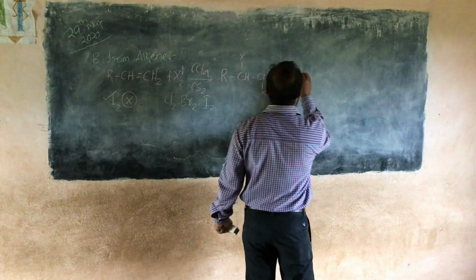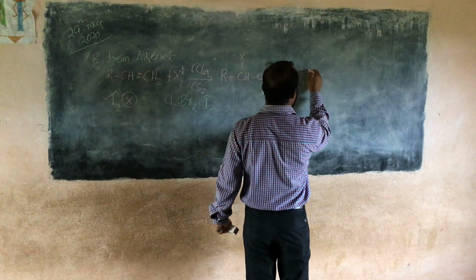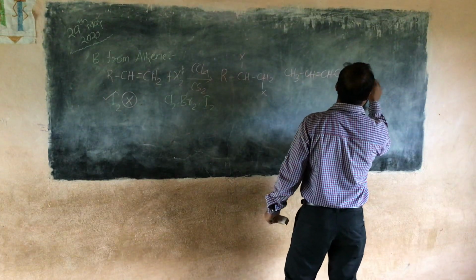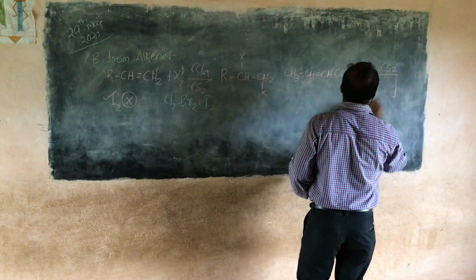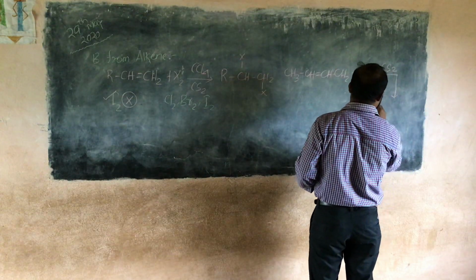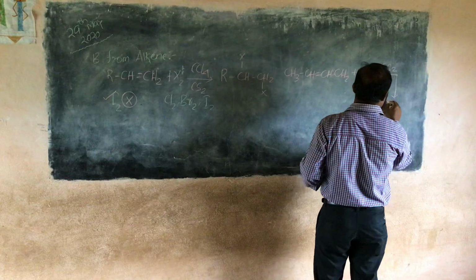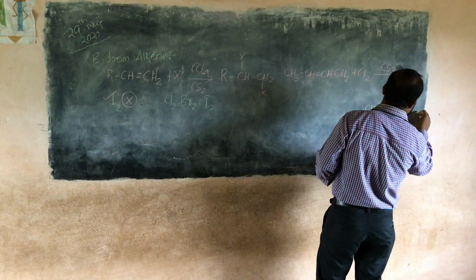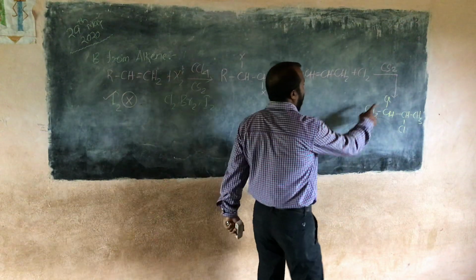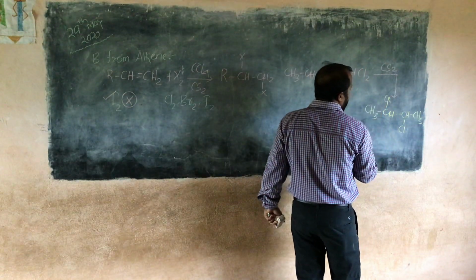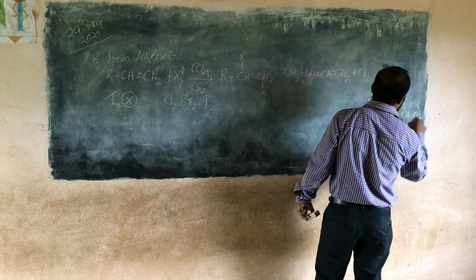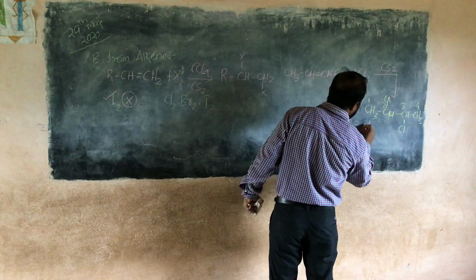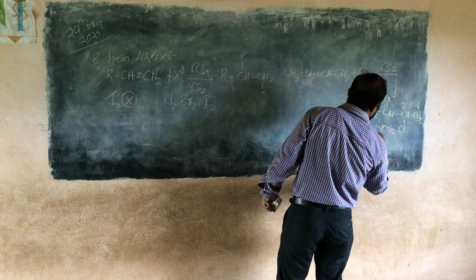So butene upon reaction with chlorine in carbon disulfide gives this compound, and the name of that compound is, 1, 2, 3, 4, so 2,3-dichlorobutane.